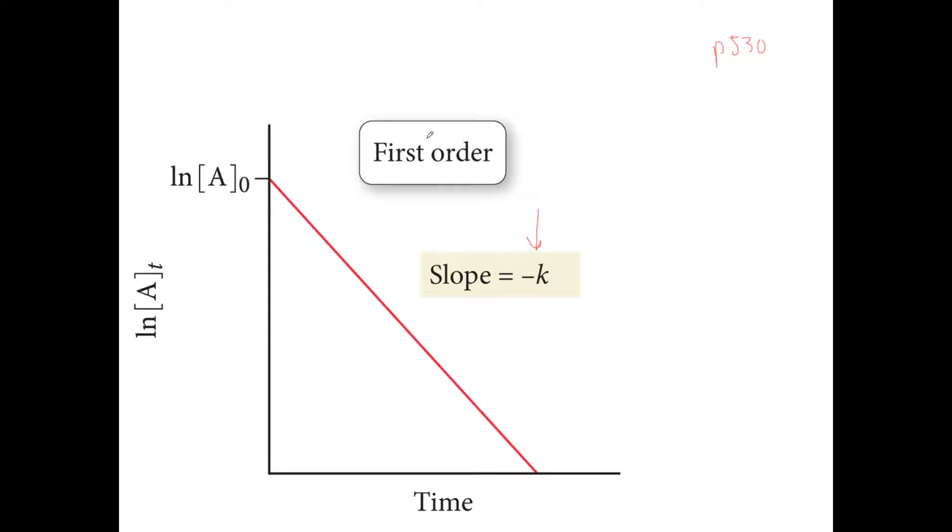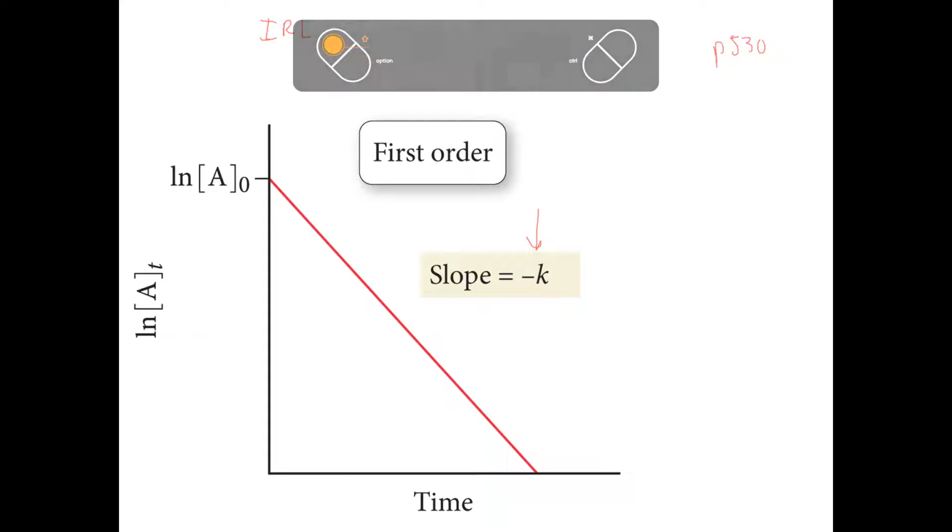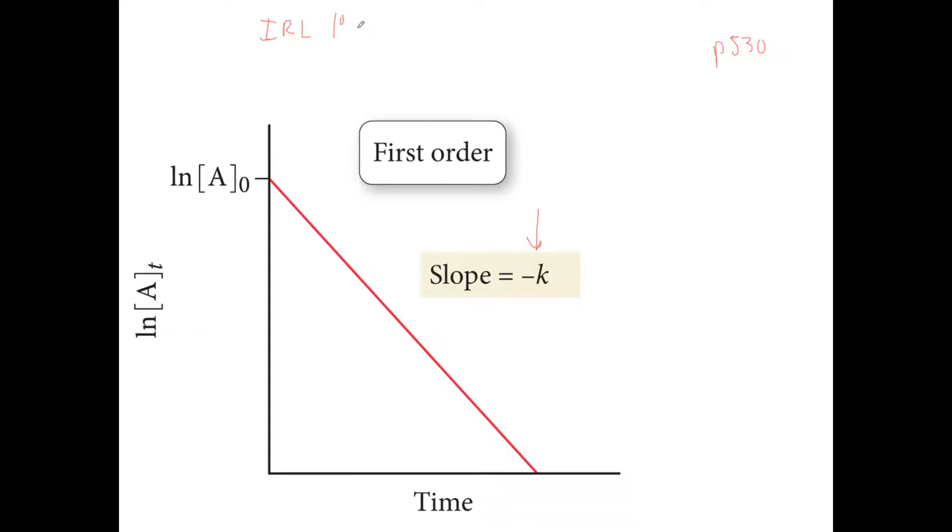important information graphically. So what we're going to do is think about the integrated rate law for a first order reaction. You've got it written in front of you. You will eventually need to remember it, but for now: the natural log of A at time t is equal to minus kt plus the natural log of the concentration of A at time 0.